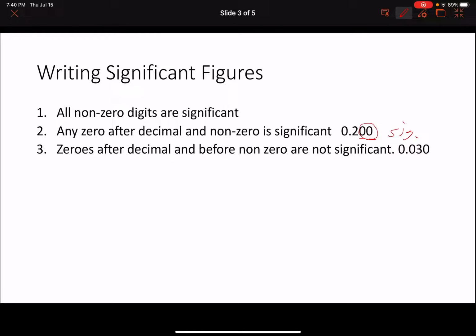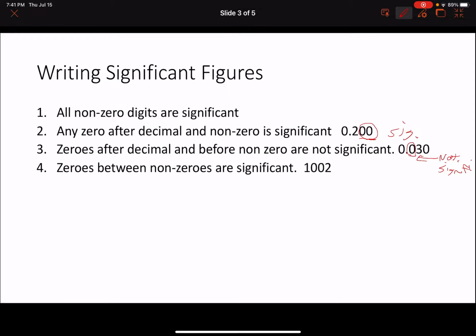Zeros after the decimal and before a non-zero are not significant. Basically, those are placeholders. So here we have an example, and we're talking about this one right here. That's not significant. It's just saying that the 3 is in the 100th place, not the 10th place. So it's just holding the place. Zeros between non-zeros are significant. So if we're counting something like 1,002, these 2 zeros matter. Both of those are significant. We would have 4 significant digits in that number, or significant figures.